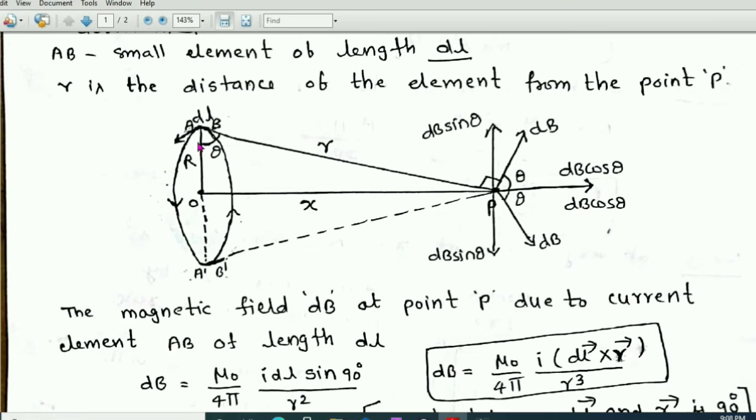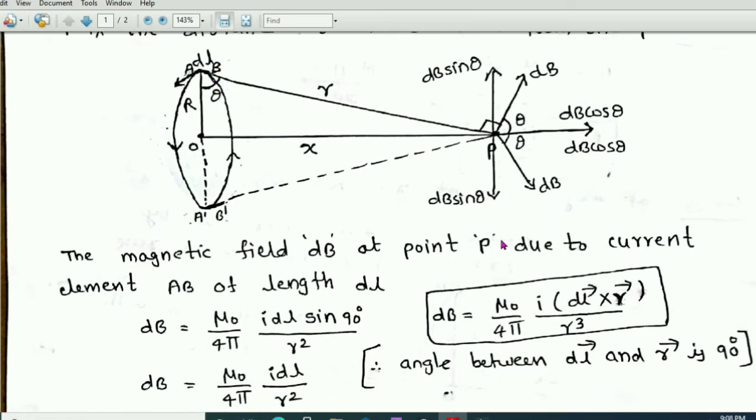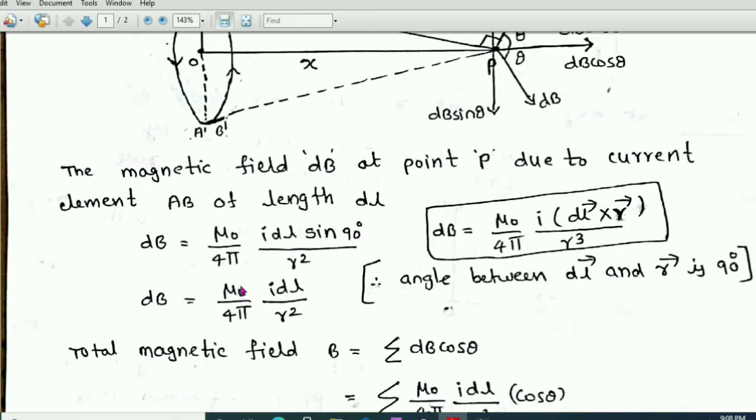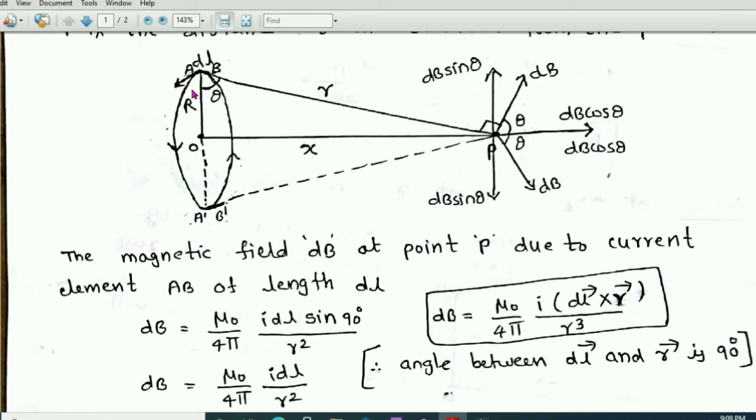Now from the figure, if you observe, this is the r bar and this is the dl bar, the length direction, so we can represent like this. The dl bar and r bar both are perpendicular to each other. The angle between dl bar and r bar is 90 degrees. So if you substitute that, mu naught by 4 pi, I dl sine 90 by r square. Sine 90 is 1, so dB is equal to mu naught by 4 pi, I dl by r square. So this dB is the magnetic field due to the length element AB at point P.